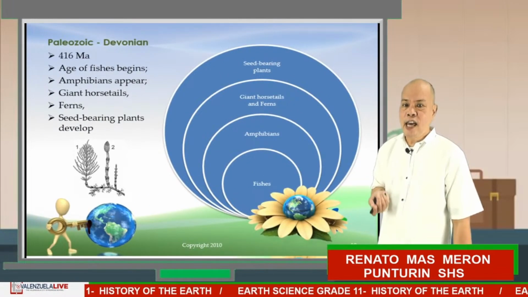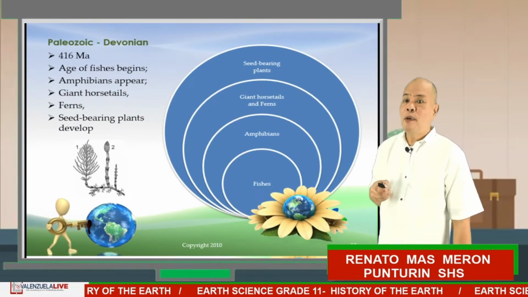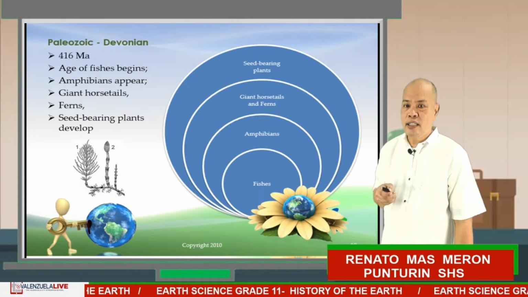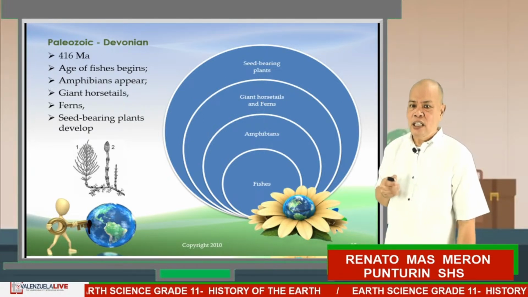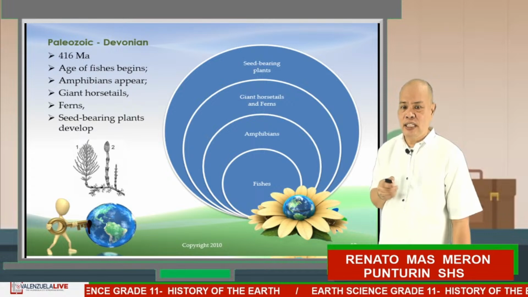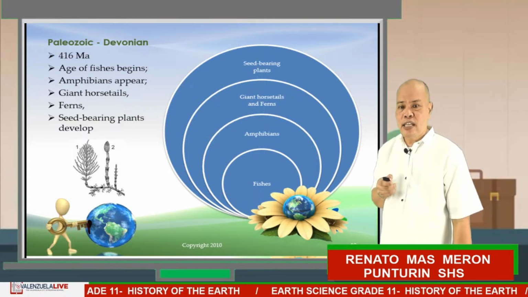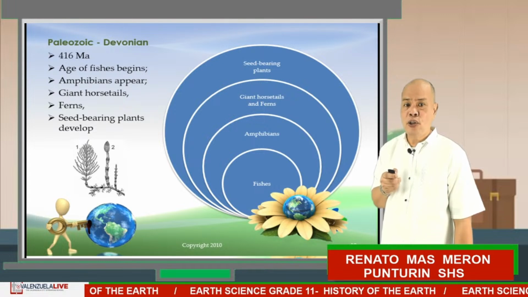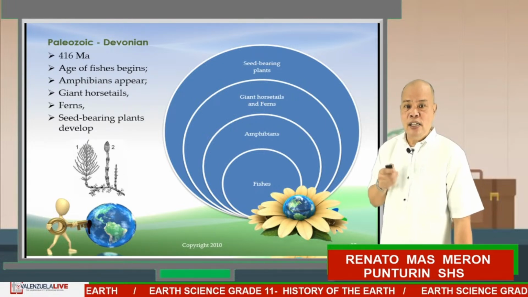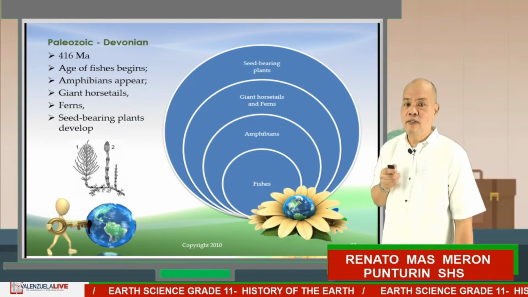In the Devonian period during the Paleozoic era in 416 megaannum or 416 million years ago, these were the things that happened during this time. Age of fishes began, amphibians appeared, giant horsetails, ferns, seed-bearing plants were developed.